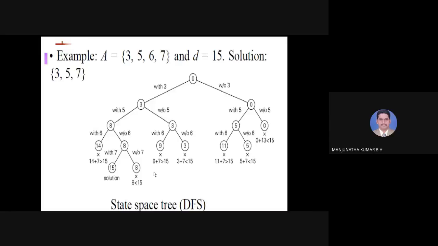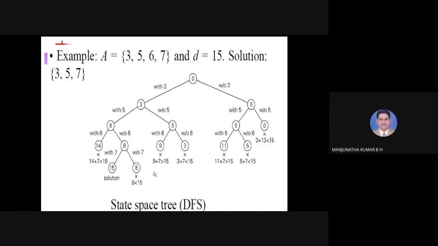If I go without 5, the sum remains as 3. For 3, add the next element 6. With 6, 6 plus 3 is 9. And for 9, if I add 7, it becomes 16. 16 is greater than 15. It is again a non-promising path. Backtrack. I told you, whenever you reach a dead end or a non-promising path, backtrack. Change the decision: without 6. So now take the next element, 7 plus 3, it is 10. 10 is lesser than 15 and no more elements are left. Again, it is treated as a non-promising path. Backtrack to 3, all the choices are over.